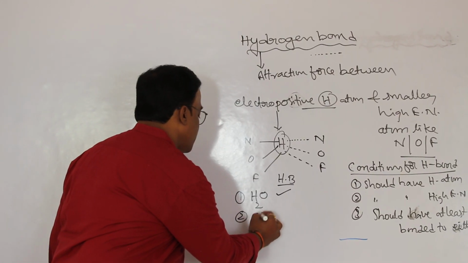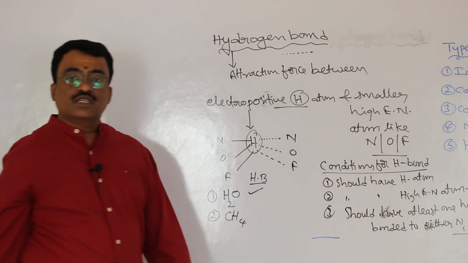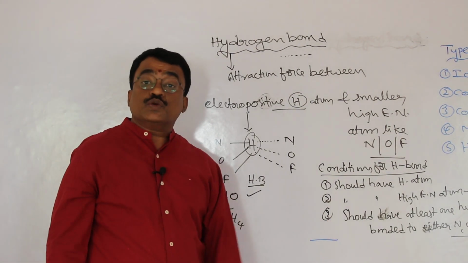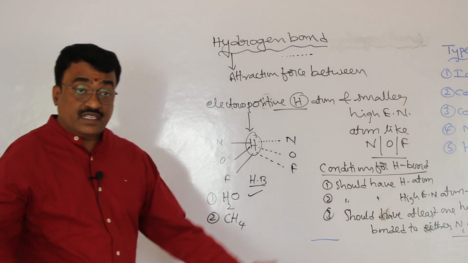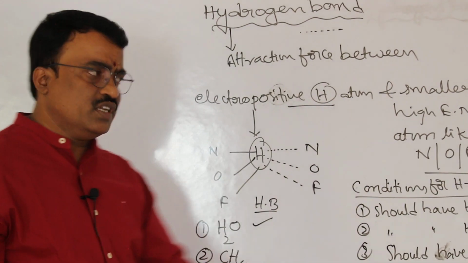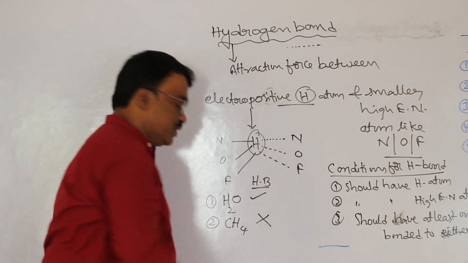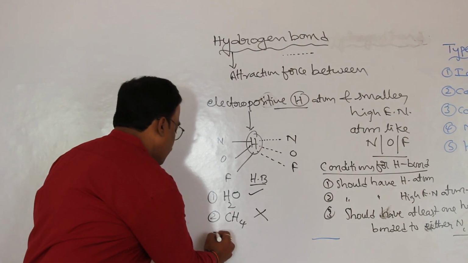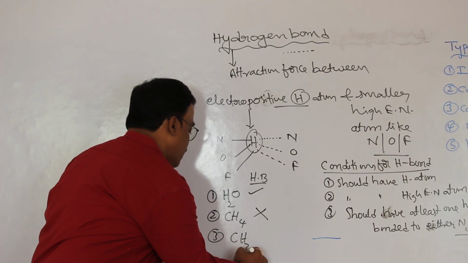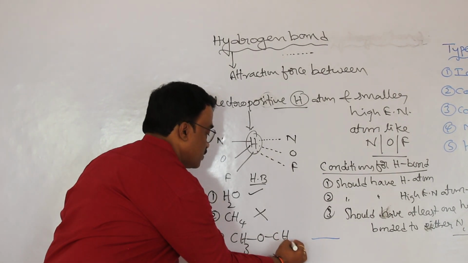Second thing here, CH4. Does it have a hydrogen? Yes. Does it have a high electronegative element? No. Then ruled out. No hydrogen bond here. Third one, we'll see CH3O, CH3.